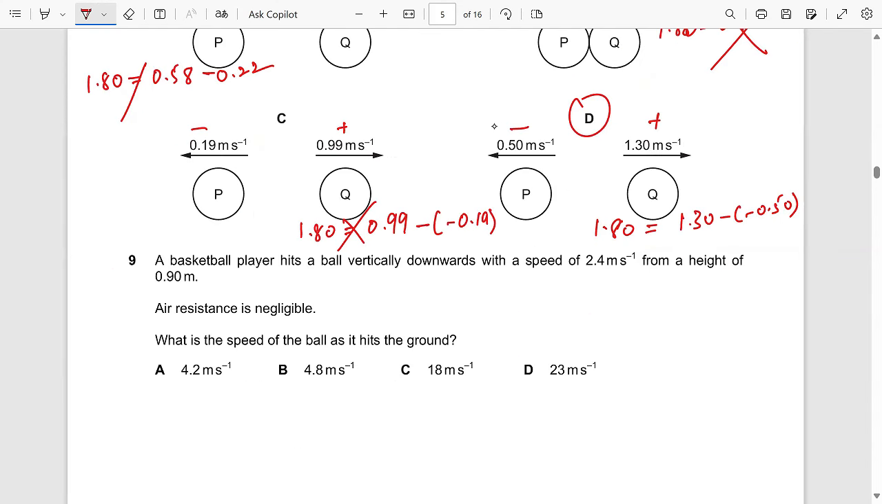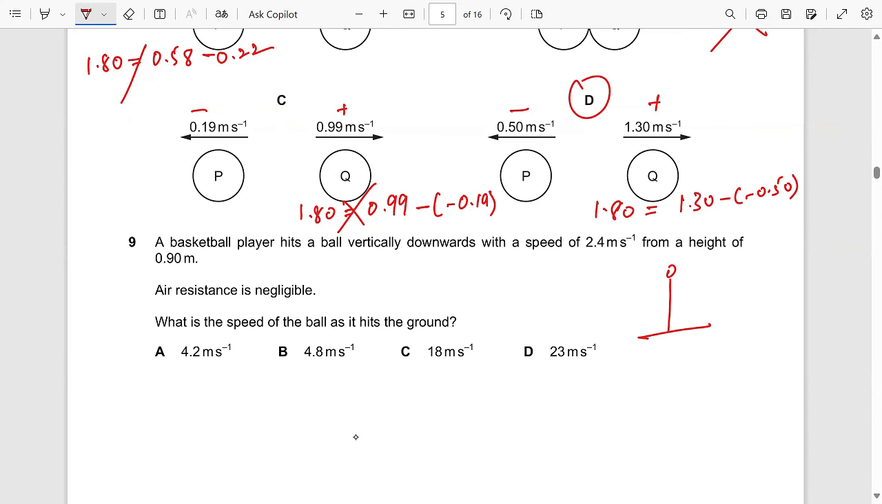A ball player hits a ball vertically downwards with a speed of 2.4 meters per second from a height of 0.90 meters. Air resistance is negligible. What is the speed of the ball as it hits the ground? The ball is moving downwards, so the speed is this and the height is this. So 2as is equal to v square minus u square, right?